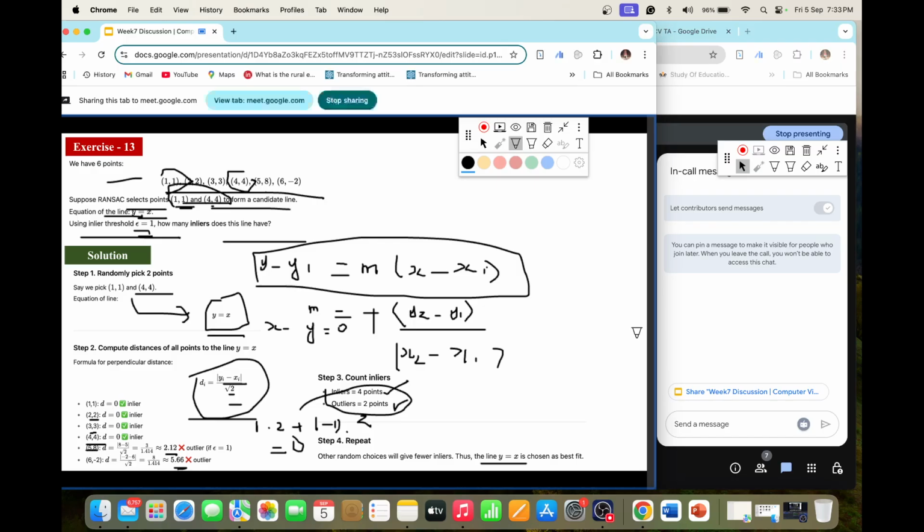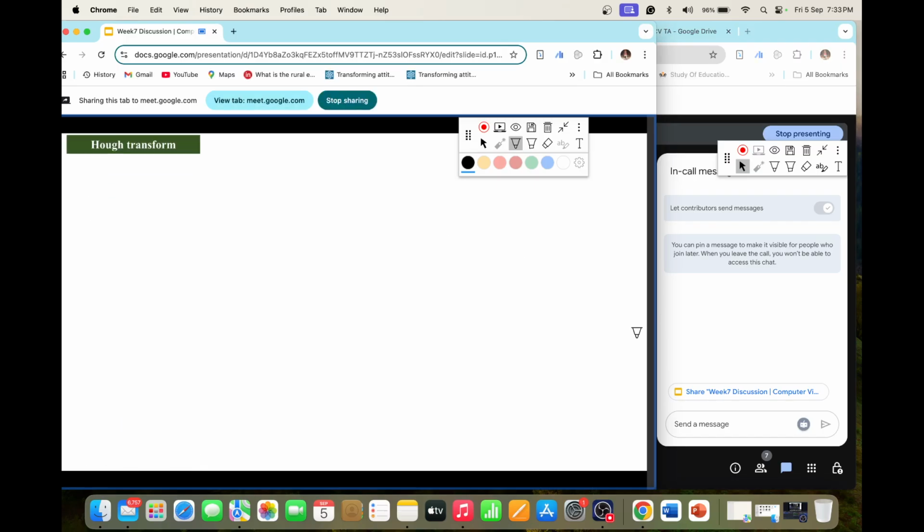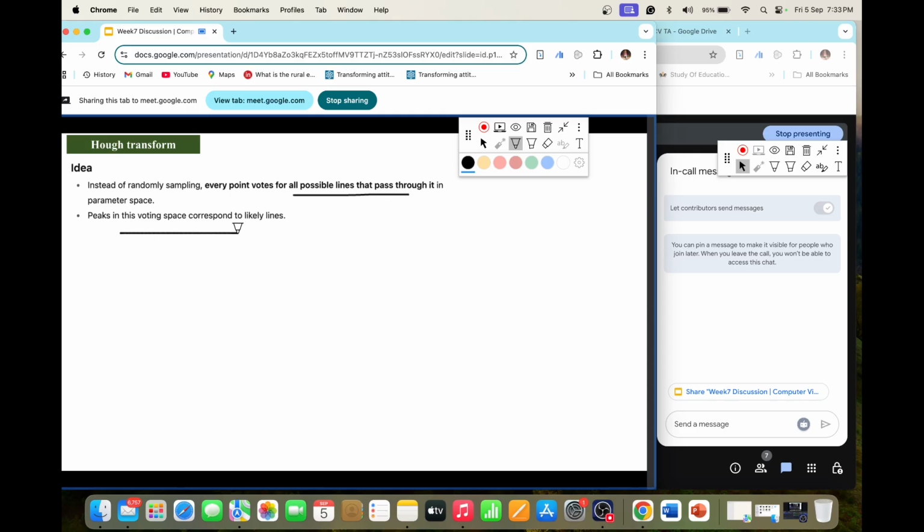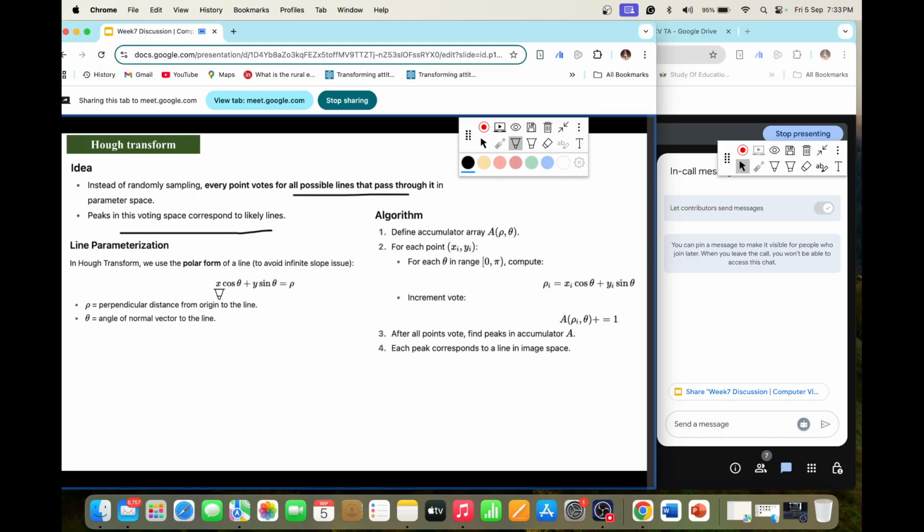So let us move into the next thing, that is the Hough transform. This is the last thing. So the idea of the Hough transform: instead of randomly sampling, every point votes for all possible lines that pass through it in a parameter space. Peaks in this voting space correspond to likely lines. This is the line parameterization equation of the Hough transform: x cos theta plus y sin theta equals rho. So we have these 2 parameters here. One is theta, the angle of the normal vector to the line, and the other is rho, the perpendicular distance of the origin to the line.